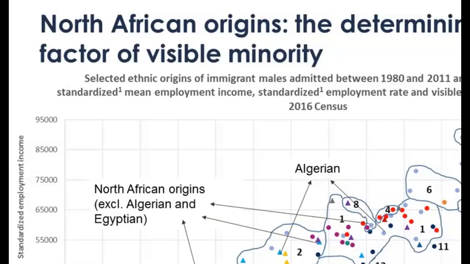And we see something similar for the Algerian. So for these particular groups, the self-identification to the visible minority groups seems to be more relevant in understanding the economic situation on the labor market.